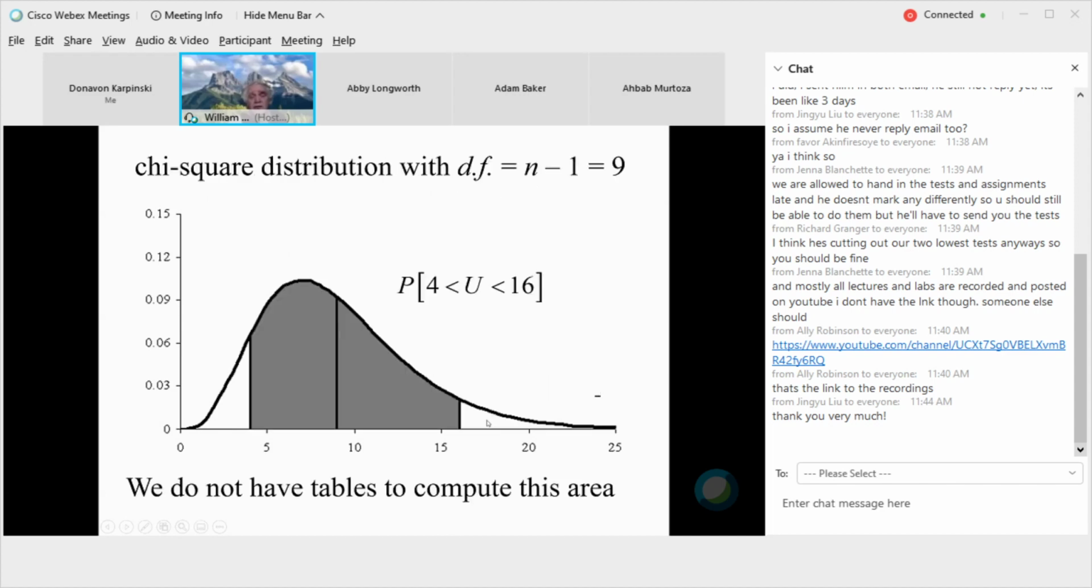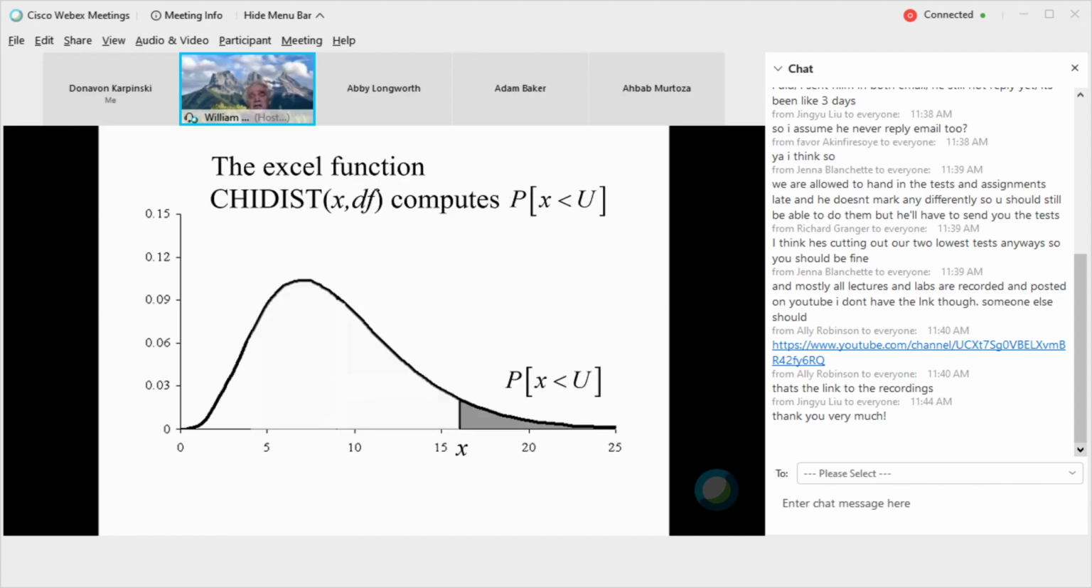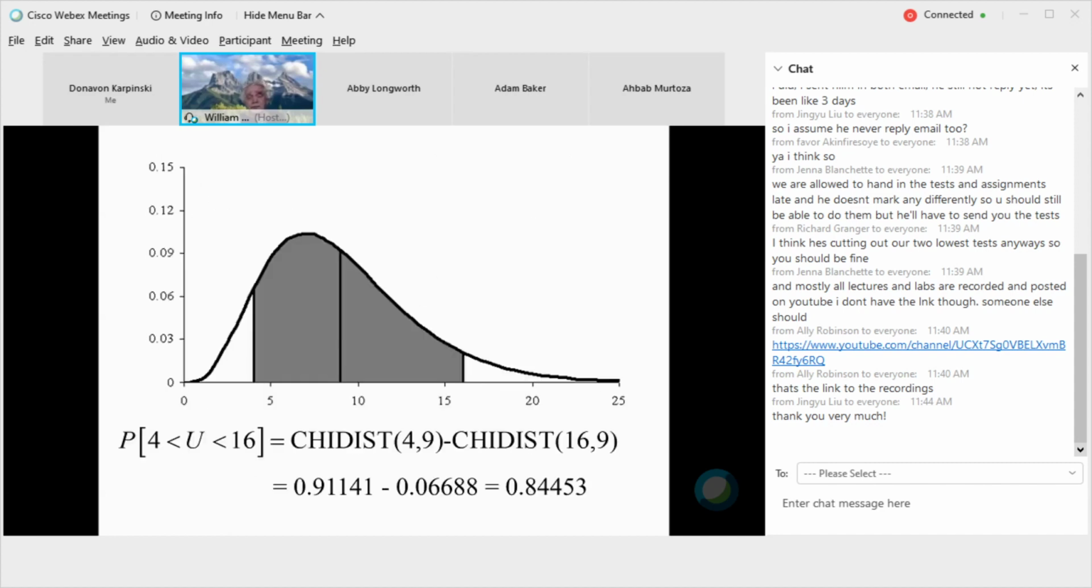We want the area between 4 and 16. This is the area above 4. That's everything above 4. And I want to subtract the area above 16. That's computed from this function. It works out to be 0.84453.